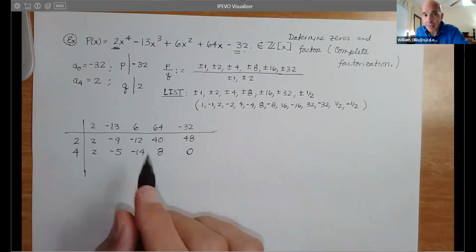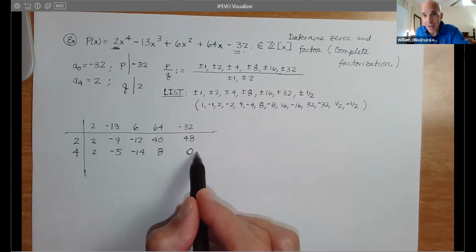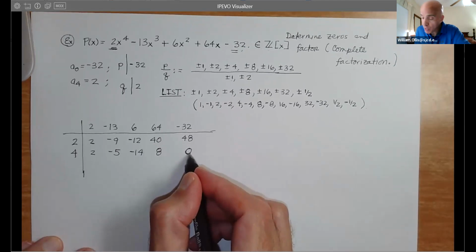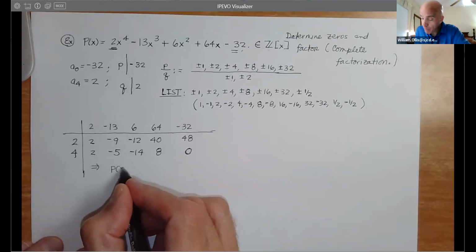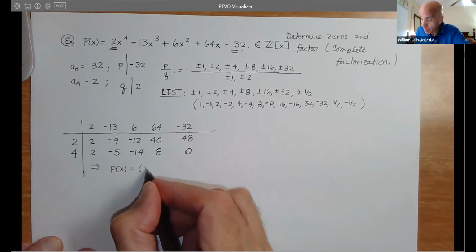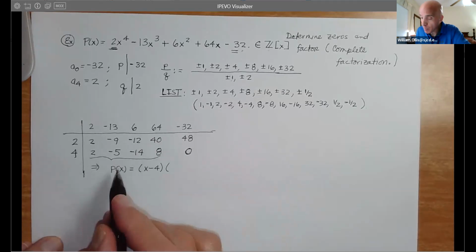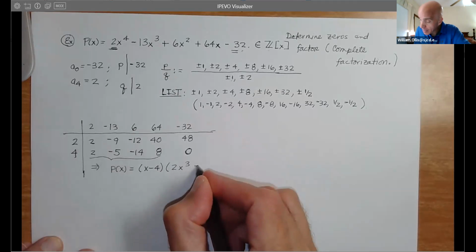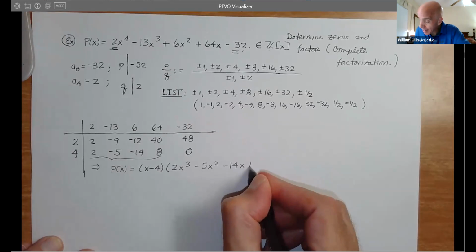Now, the thing about this is that we can still keep charting along in this direction, but we found a 0. So that means that if we have a 0 remainder, then 4 is a 0, and this implies that x minus 4 must be a factor. So we're doing the factor theorem in reverse, since we're not building the polynomial. So x minus 4, and then here's our reduced polynomial of degree 3: 2x cubed minus 5x squared minus 14x plus 8.